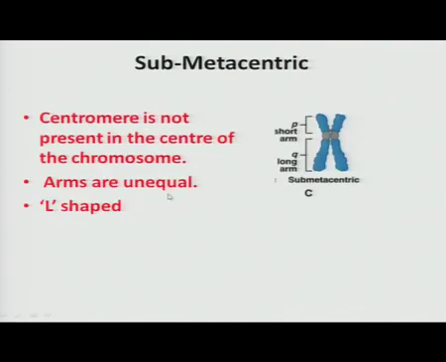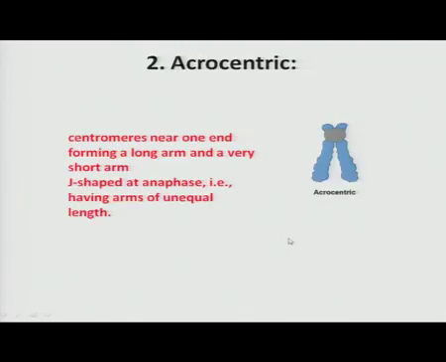Next to metacentric, the submetacentric chromosome is there. The centromere is not present in the center of the chromosome. Because of that, both the arms are unequal in size, and they give an L shape to the submetacentric chromosome. Acrocentric, the centromere is present at one end of the chromosome.